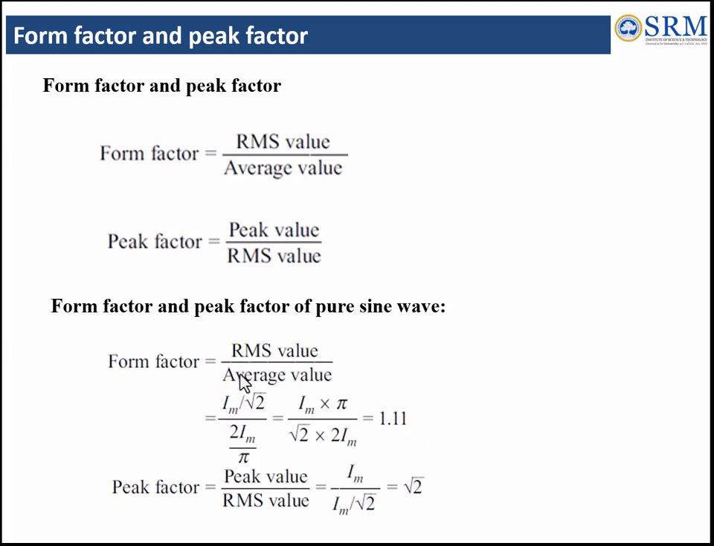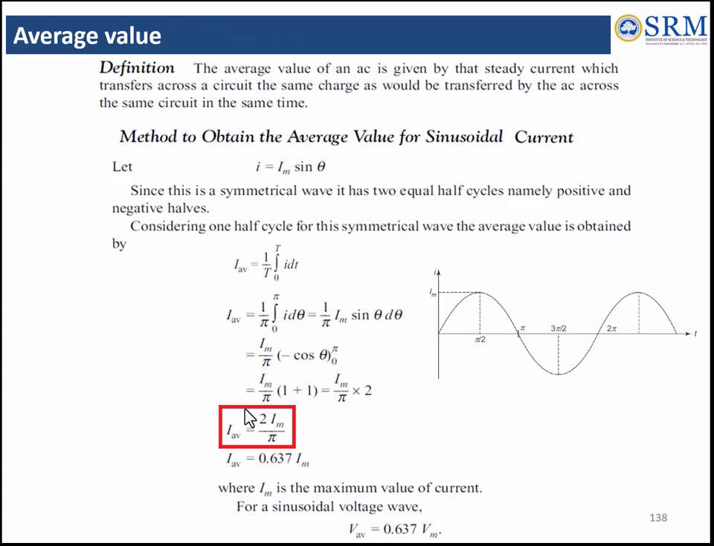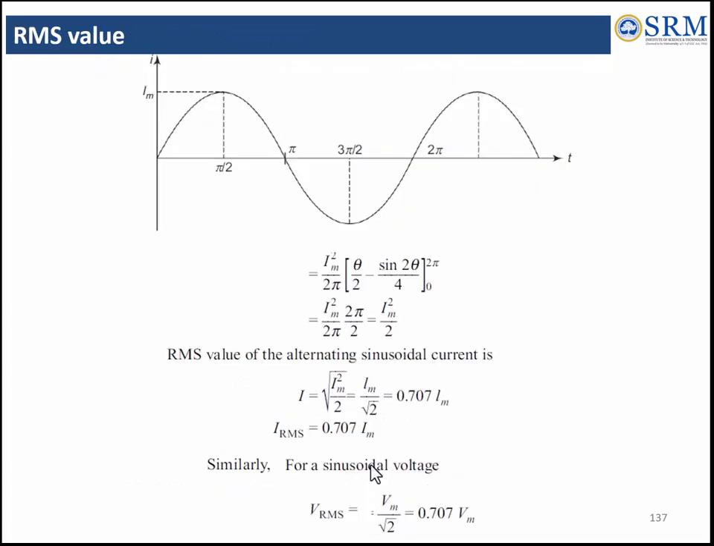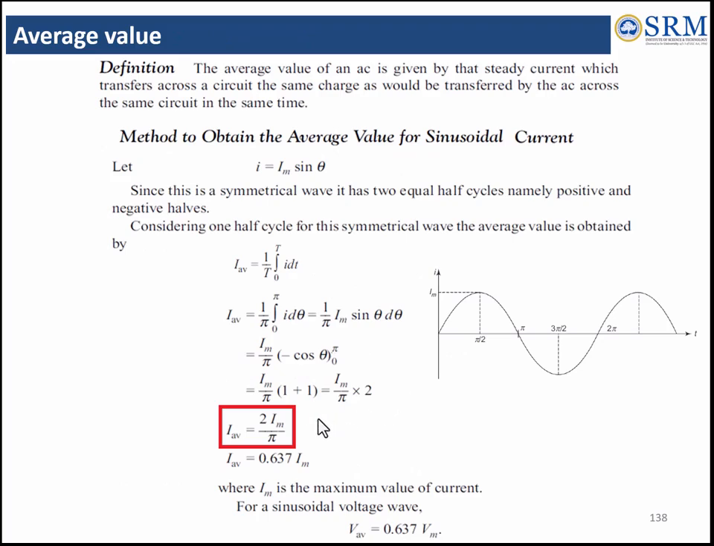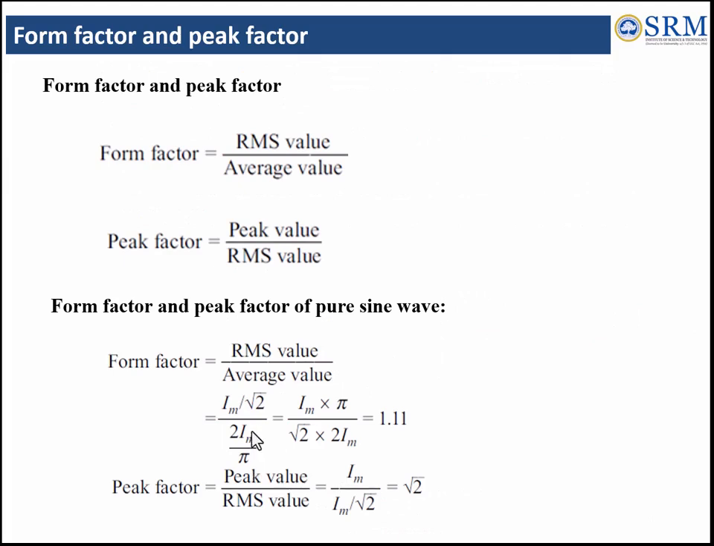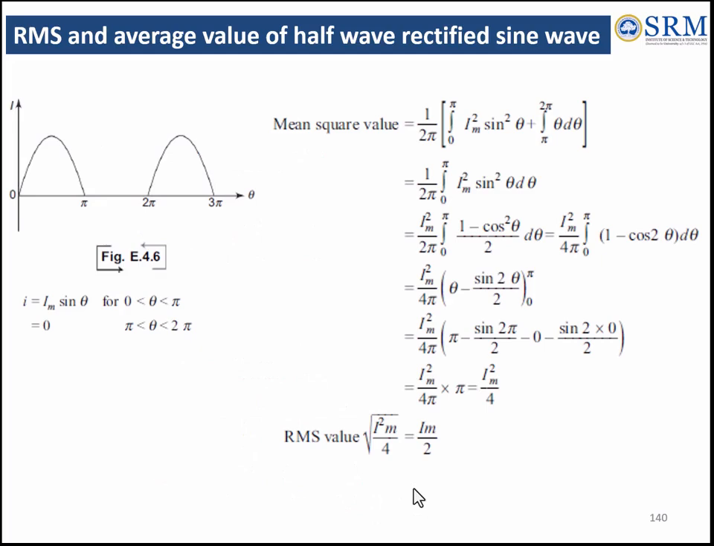So we already found mathematically that the RMS value of a pure sine wave is nothing but Im by root 2, right? This one, Im by root 2, and its average value is 2 Im by pi. So if you substitute here and cancel the similar terms, Im gets cancelled. Pi divided by 2 root 2 is nothing but 1.11. Whereas peak factor is nothing but the ratio of peak value to the RMS value. Peak value is Im, RMS is Im by root 2, so we get root 2 as the answer.